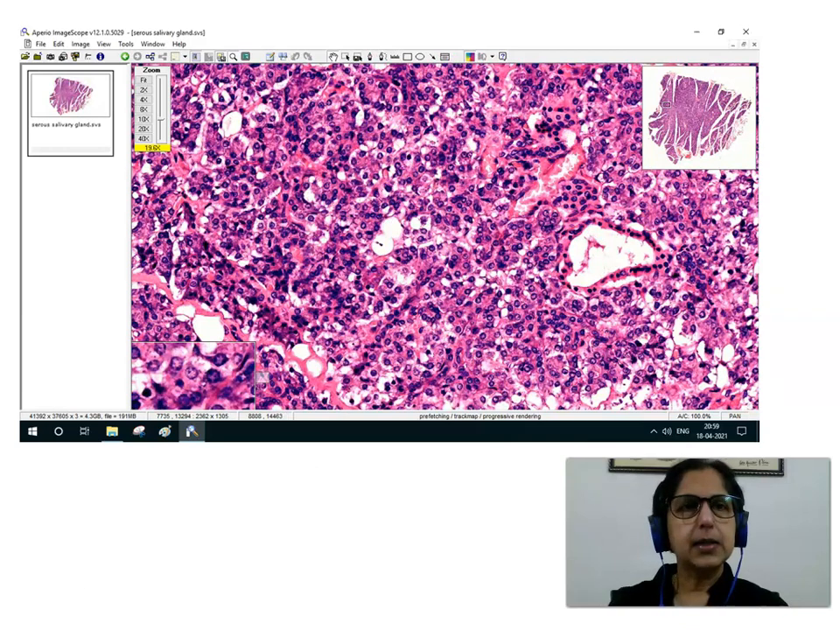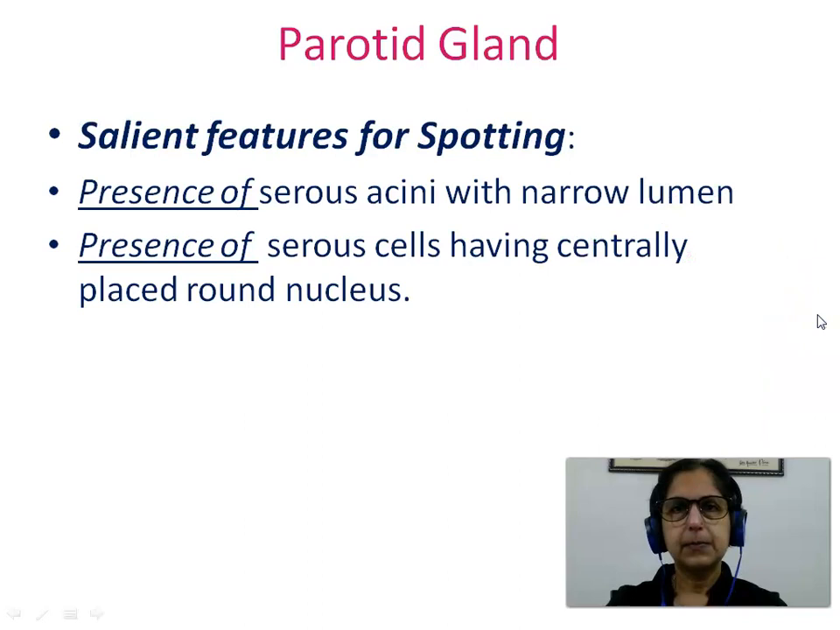This here is an Aperio ImageScope picture of the parotid gland showing us the serous acini with basal basophilia and apical eosinophilia, and a rounded centrally placed nucleus. We also see an intercalated duct in the connective tissue along with a few adipocytes. Salient features for spotting a slide of parotid gland will be the presence of serous acini with narrow lumen, and the presence of serous cells having a centrally placed round nucleus.